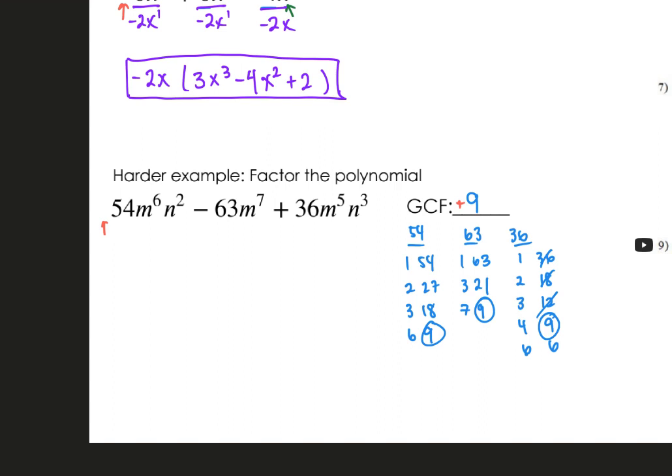Okay, lastly, we're going to look at our variables. Well, we have two variables, so we need to look at both the m's and the n's. If this were written in standard form, m to the 6th, m to the 7th, and m to the 5th, 5th is the lowest degree exponent, so it's going to be m to the 5th. And in terms of n, notice that this second term does not have an n, which means that's not a common factor, so we can't take out any n's. So that means my GCF is just going to be positive 9m to the 5th.